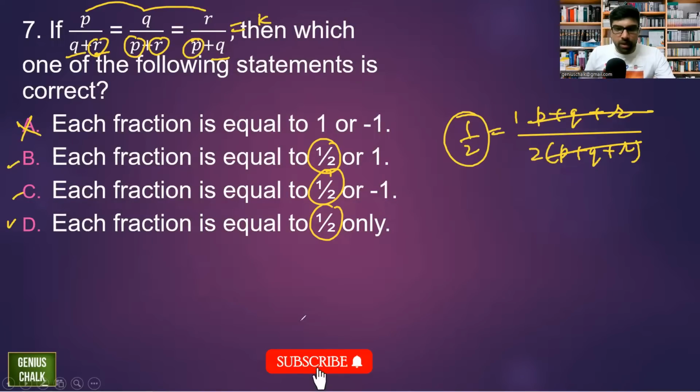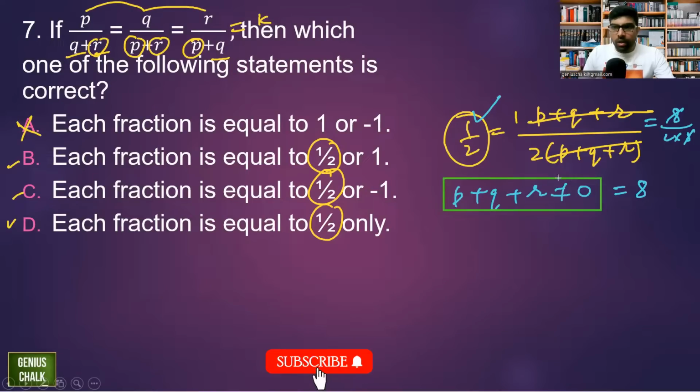Guys, note that this is a very logical question. You have to think about it logically. If P plus Q plus R is not equal to 0, let's say its value is 8, then you can write it as 8 by 2 into 8. Then you can cancel and you get 1 by 2. So the point is, if P plus Q plus R is not equal to 0, then this answer is 1 by 2.